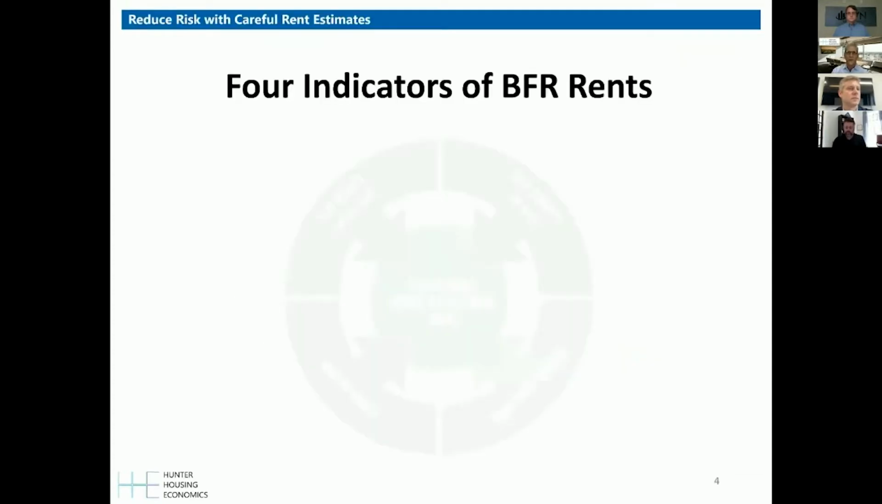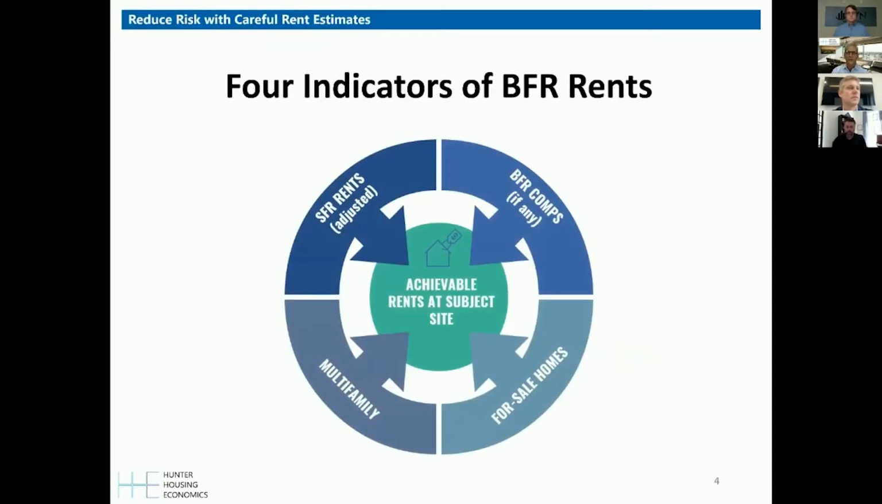So again, we think about it as, according to these 4 indicators at a local level, SFR rents, which you have to adjust. You can't just use them right out of the box. You've got to adjust for location, size of lot, condition of the home, age of the home, and then build for rent comps, if there are any. I'd say in half the studies we do, or at least half, there are no build for rent comps in the area. So you have to rely on the other spokes here.